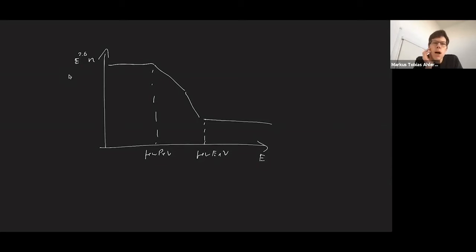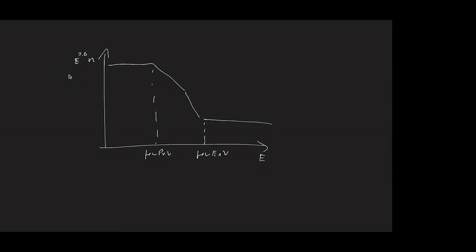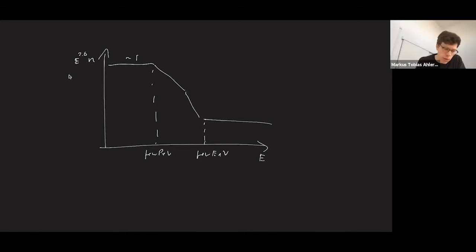And so you wanted to ask what? The power index before and after the knee. Yeah, so this is E to the power 2.6 in this case. And I don't precisely know the power index just above the knee. I think if I remember correctly, it goes like E to the power -3.